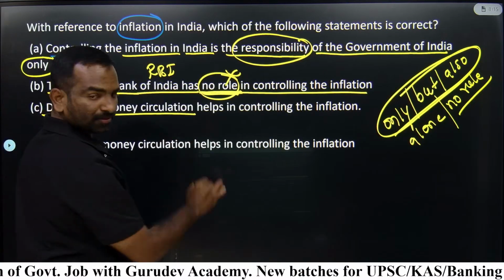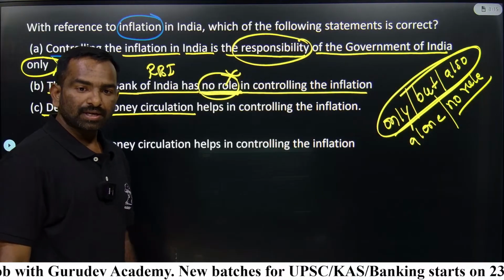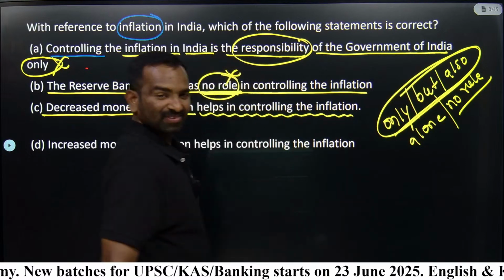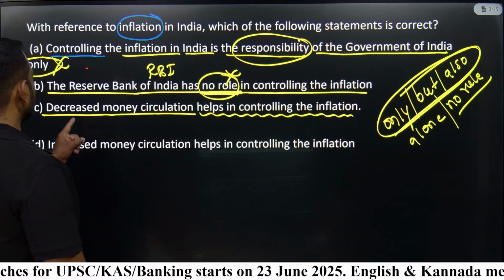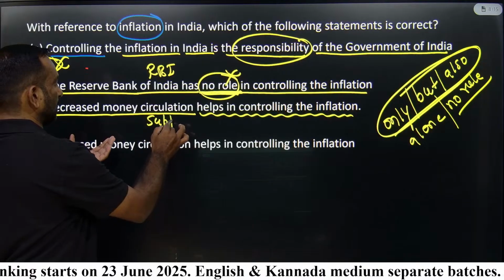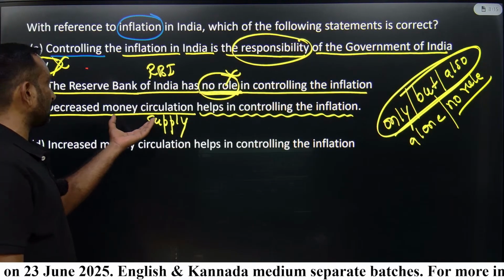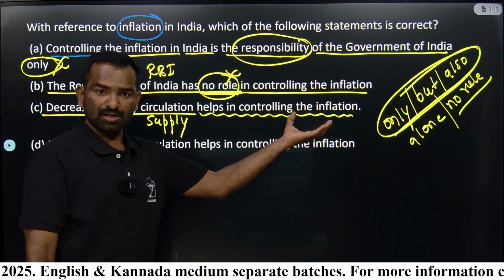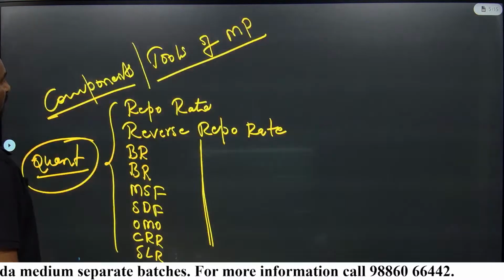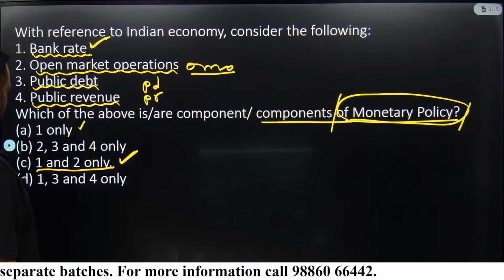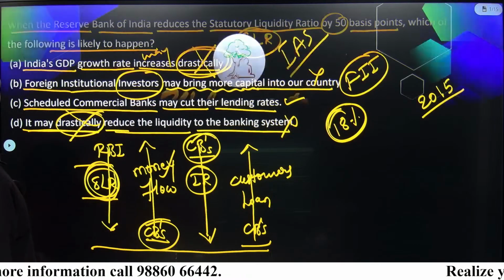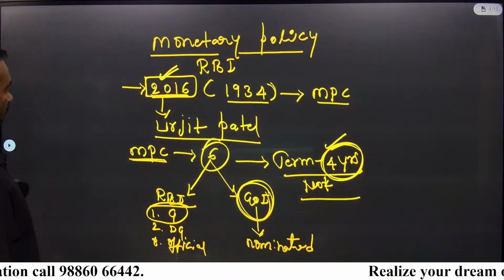What about the third one? Decreased money circulation helps in controlling inflation. Decreasing the money supply or money circulation in the economy helps in controlling inflation. Let's see the previous slide. It was regarding the SLR. Sorry, the earlier question: what is inflation?